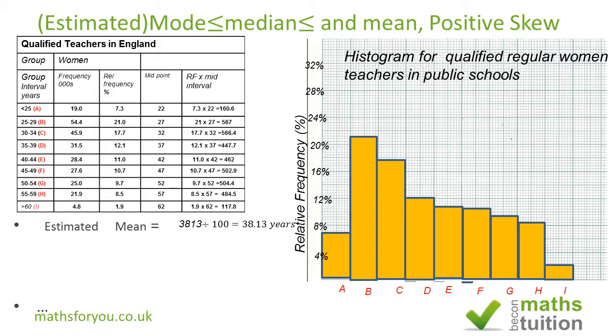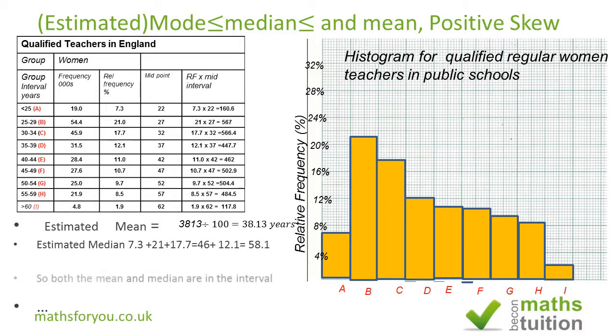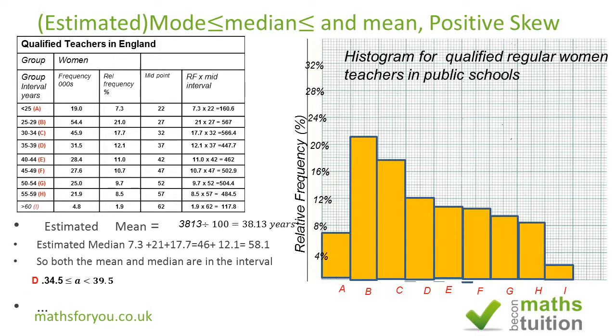Now, for the median, if you add 7.3 plus 21 plus 17.7, you get 46. That's not yet 50. But if you add 12.1, you then exceed 50. So if you lined up all the women in terms of age, the lady who occupies the central, the 50th and 51st position, will be in class interval D. So the mean and the median both occur in class interval D.